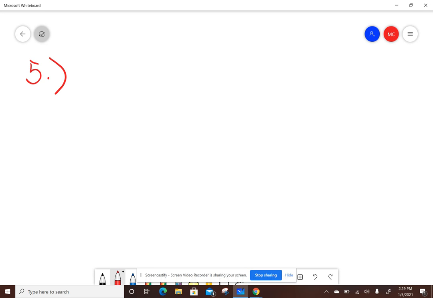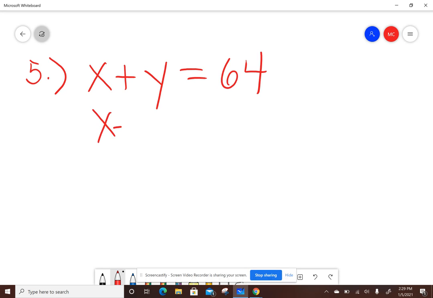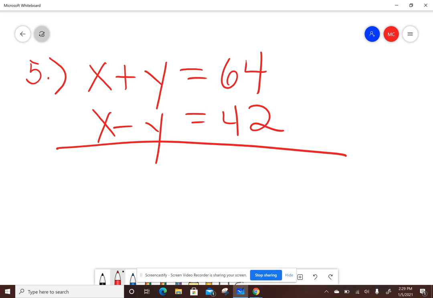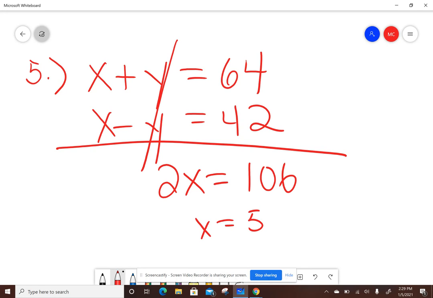This says, find two numbers whose sum, x plus y equals 64, but whose difference, x minus y equals 42. Okay, now this is going to be so easy peasy to solve because I have a plus y minus y. I eliminate that and I get 2x equals 106. So x equals 53. And if I plug in 53, I find out the other one is 11.